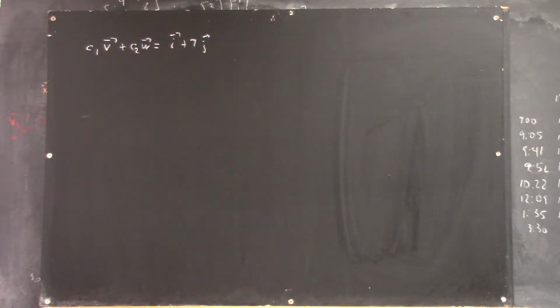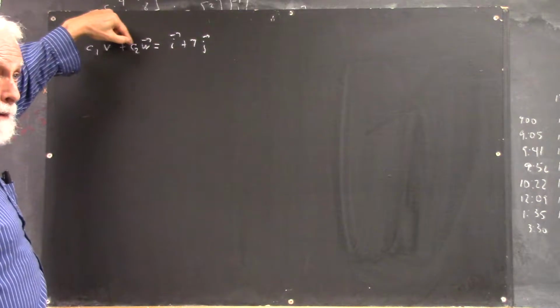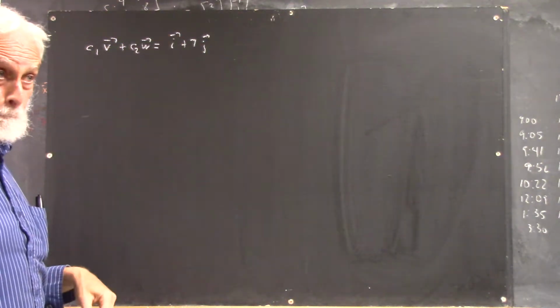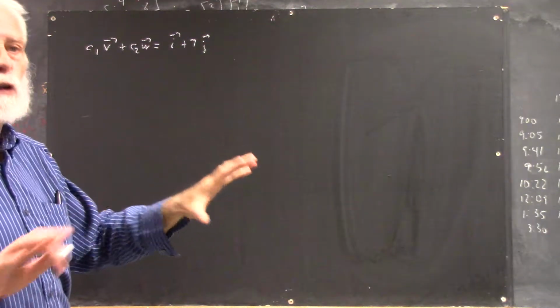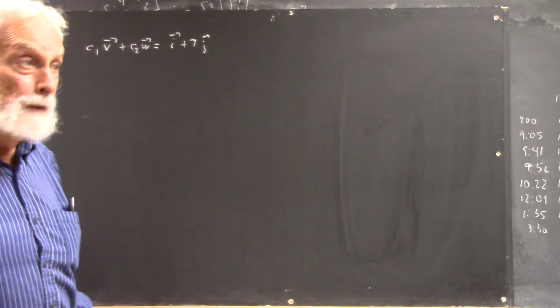Okay, so we want to find something to multiply by v, something to multiply by w, so that the result is the vector i plus 7j, right? Okay? Simple enough idea, but let's see what it looks like. Let's draw a picture of it before we try to do it using algebra.